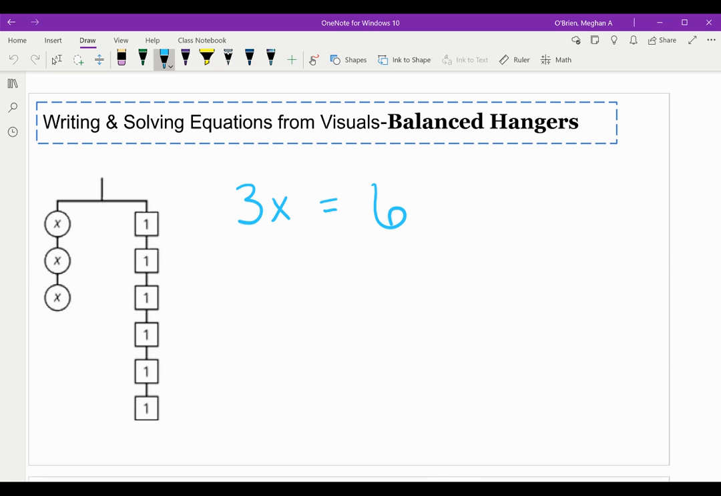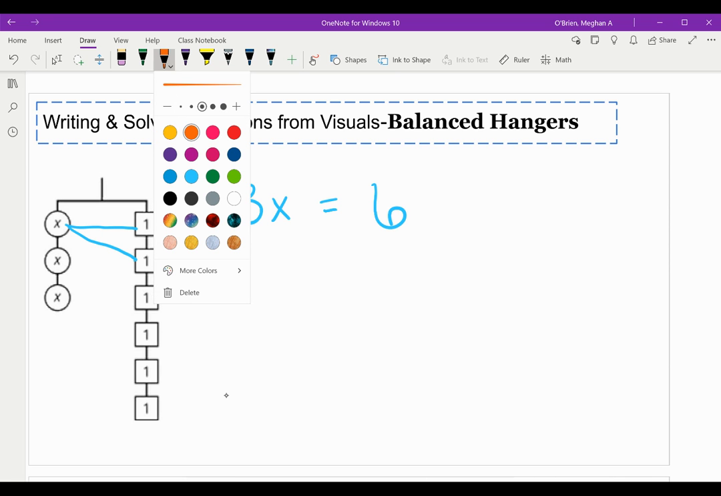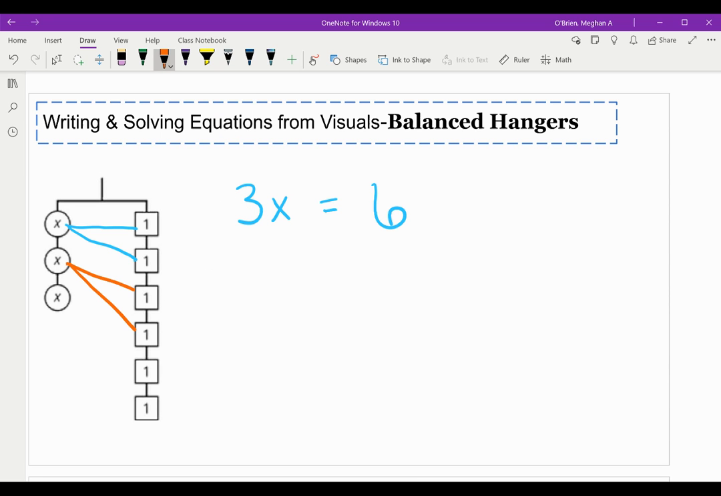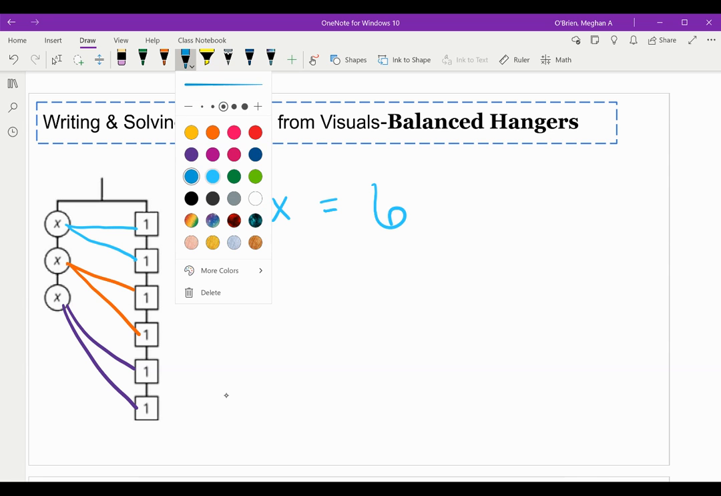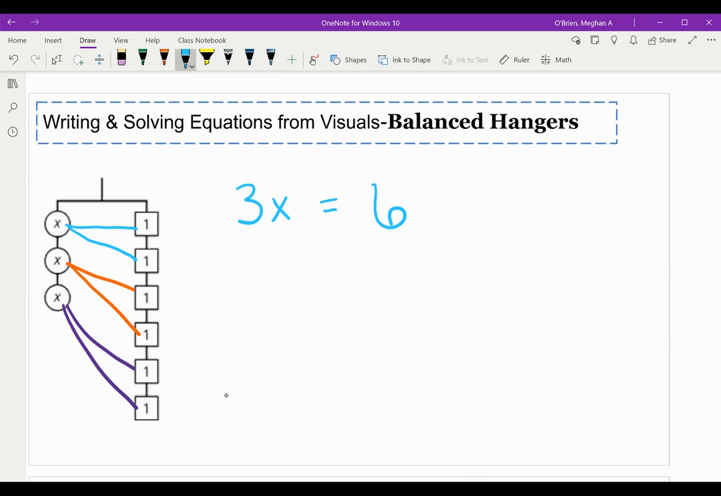If I'm looking at the hanger, I'm thinking, well, if these are both equal sides and an x is equivalent to two of those weights, then it helps me figure out the value of one of those x's, because that's all we care about. We're trying to figure out the value of one of those x's. So going back to my equation, x would equal 2. Okay, each one is worth 2.